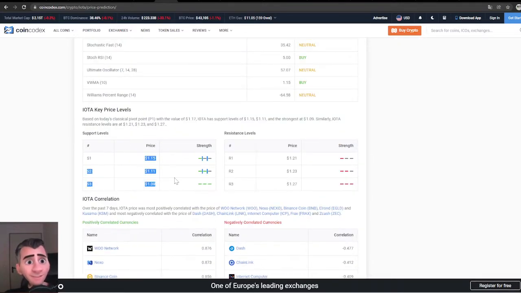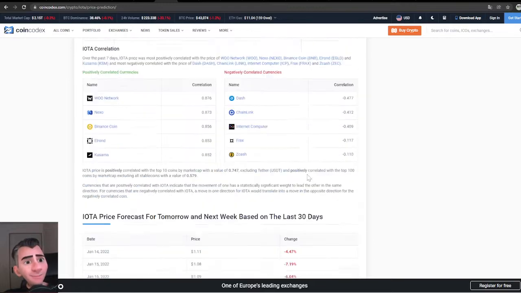Big supports to the downside. Remember 115, 111, 109, and big resistances to the upside: 121, 123, and 127. This is the biggest resistance with the most strength here on the upside.